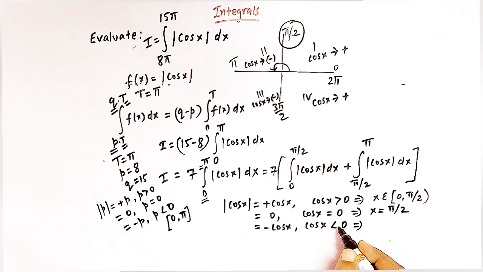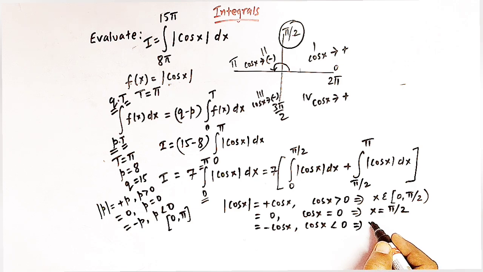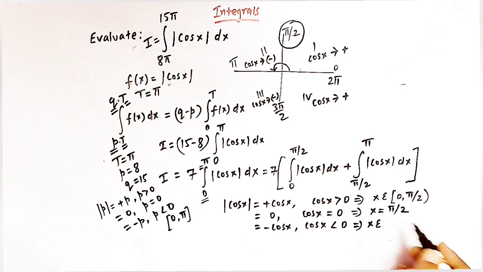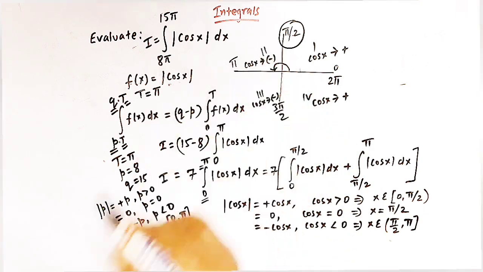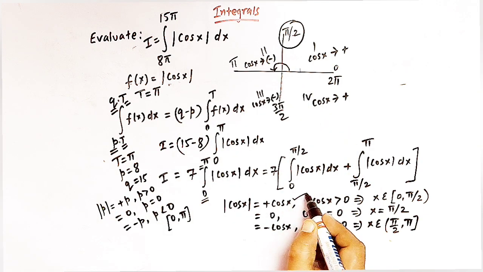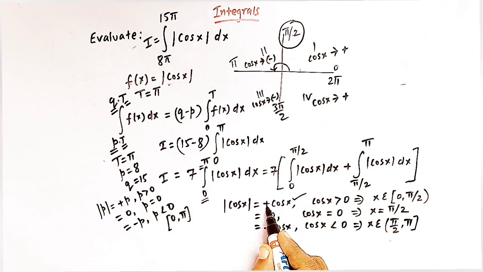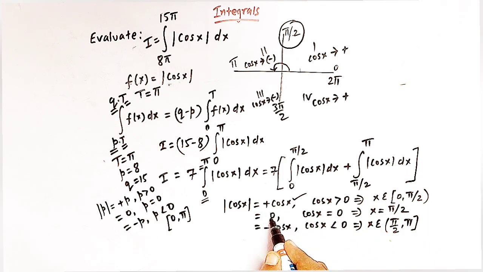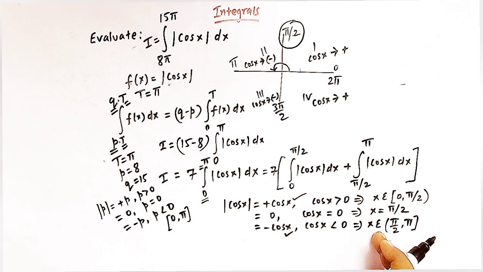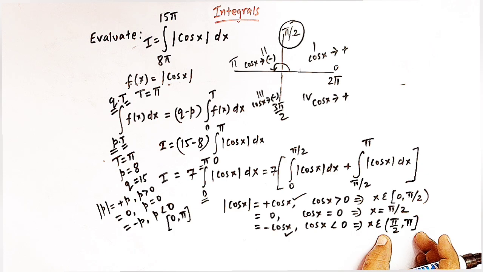And when cos of x is less than 0, it implies that x belongs to the interval from pi by 2 to pi, right? So this interval indicates the second quadrant, right? So in the first quadrant, cosine function is positive. At x is equal to pi by 2, cosine function is 0. And in the second quadrant, the cosine function is negative when x belongs to this interval, right?